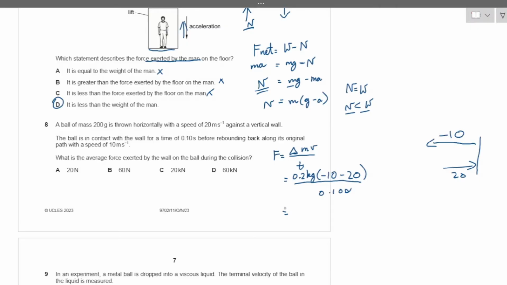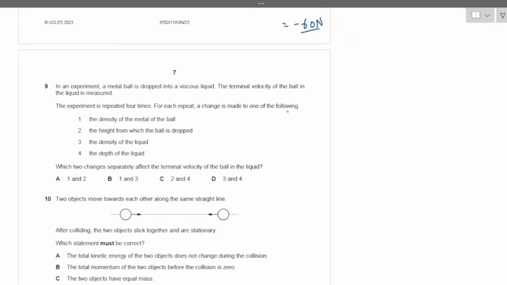Calculate this, 0.2 × (−10 − 20) / 0.1, that would give us −60 newtons acting on the ball, which equals the force exerted by the ball. So the wall is exerting 60 newtons, and it would be −60 newtons in terms of the ball because the force is acting in the opposite direction of its velocity, right? But of course, equal and opposite forces, so −60 newtons is acting on the ball, then the ball must be exerting 60 newtons. So option B is correct.